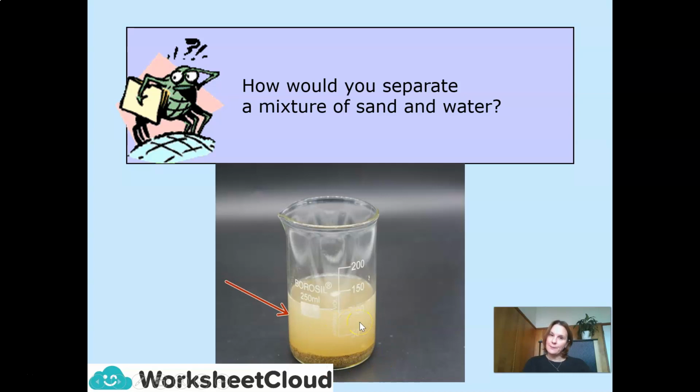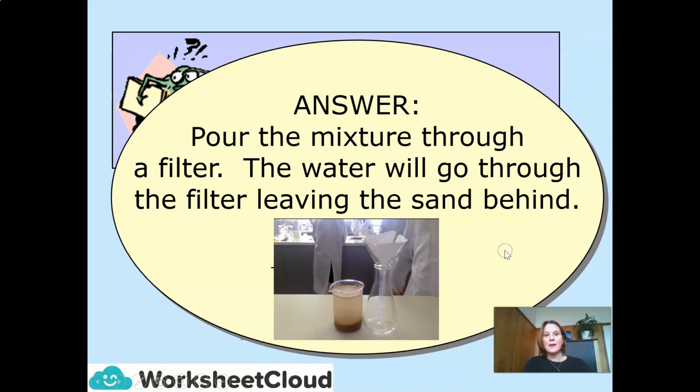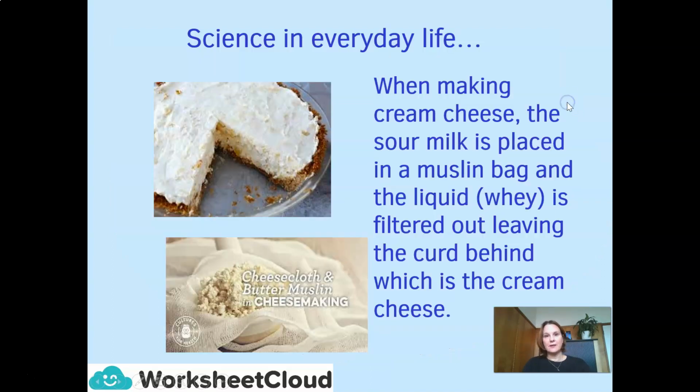But how would we separate them? We would pour the mixture through a filter. The water will go through the filter paper, leaving the sand behind. And you would have done this little experiment in class in grade 6. Okay, but now we delve a little bit deeper in grade 7. Let's look at it in everyday life.